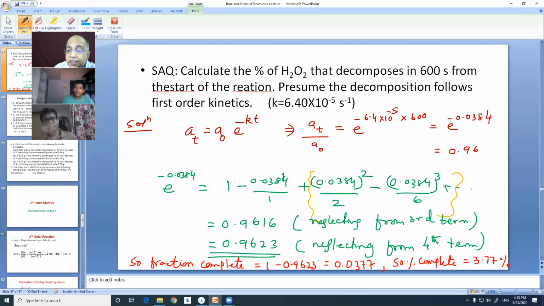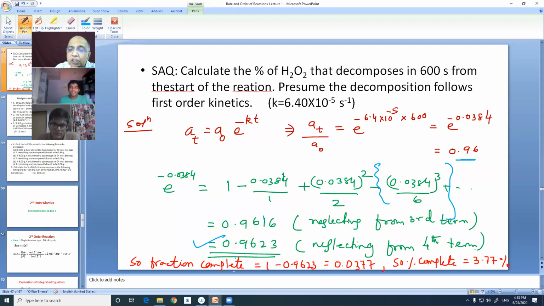So what I was saying is, if I have taken three terms here and neglected this term, I got 0.9616. Neglecting the fourth term, it is 0.9623. This one is the correct one. So what's the difference between 0.9616 and 0.9623? It is all 96, so I have written 96.